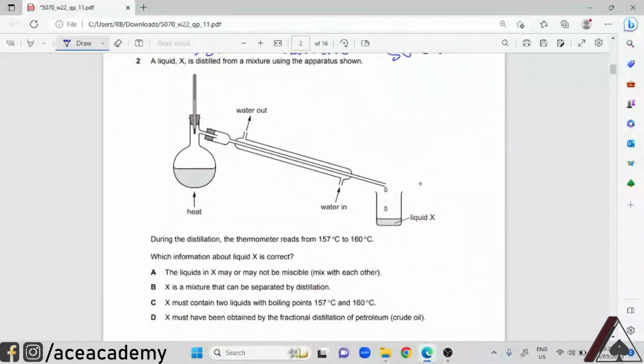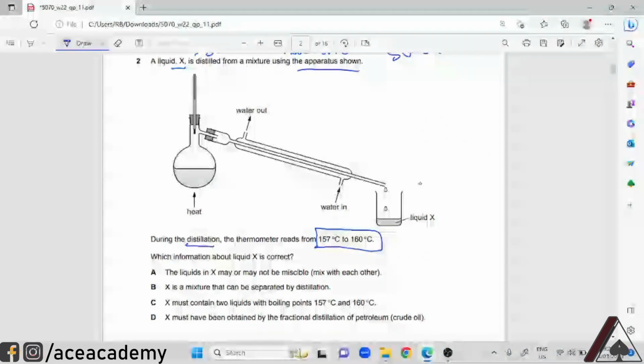Question number 2 says a liquid X is distilled from a mixture using the apparatus shown. During the distillation, the thermometer reads from 157 degrees Celsius to 160 degrees Celsius. This is very important to note because they have told us that during the distillation process, the temperature doesn't remain constant, right? The temperature varies between 157 degrees Celsius and 160 degrees Celsius.